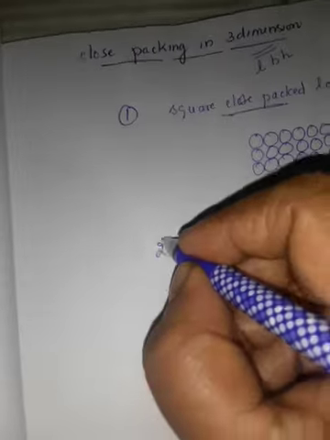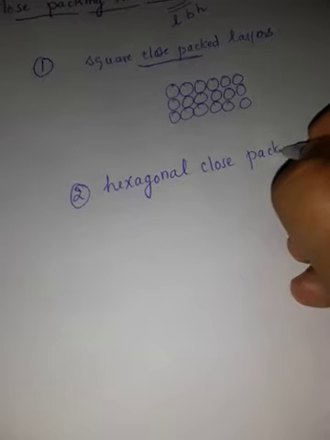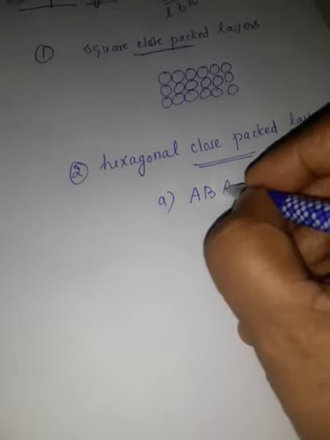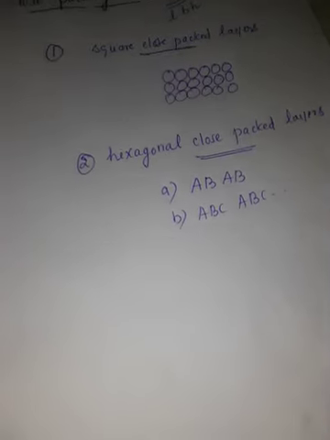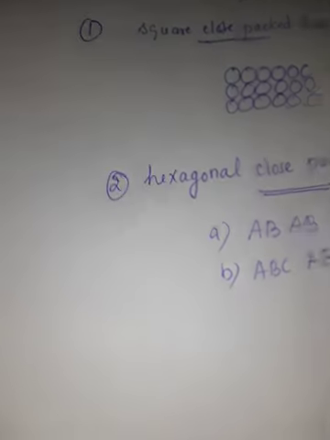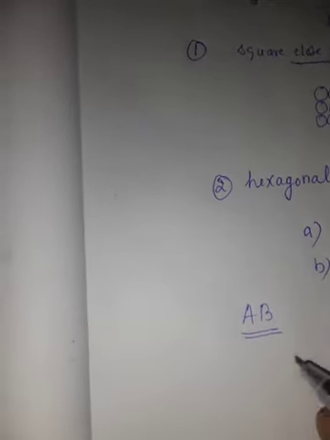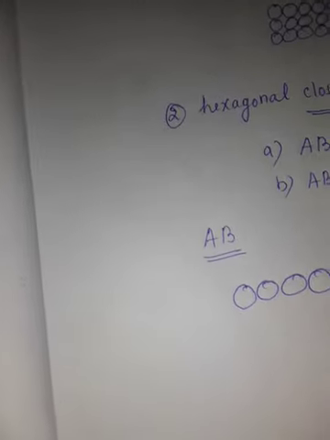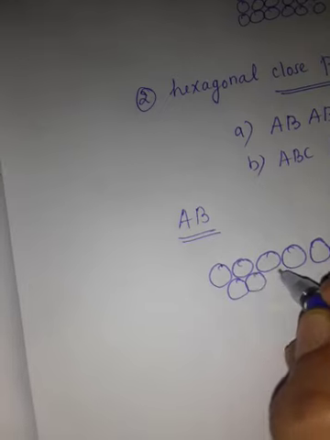Another type is from hexagonal close packed layers. Here there are two types of arrangement. AB type, and the other one is ABC type. First we can see AB type. In the first layer, the second row of atoms is kept in the depression of the first row.